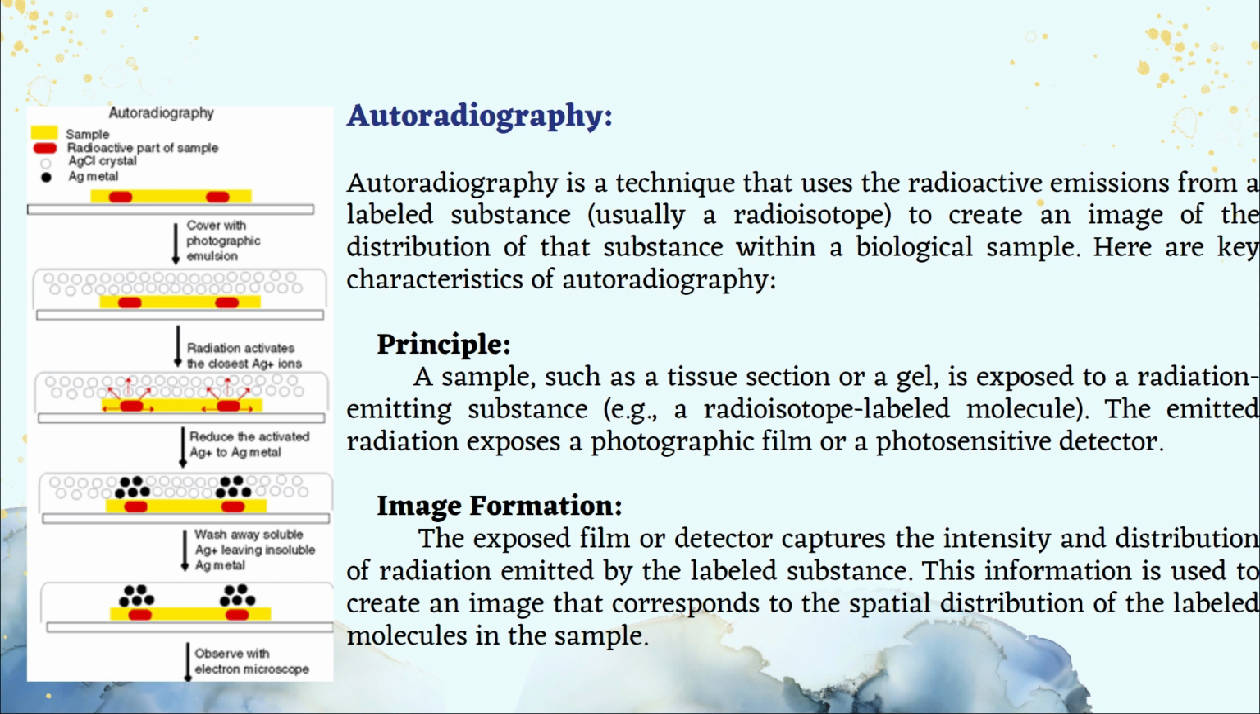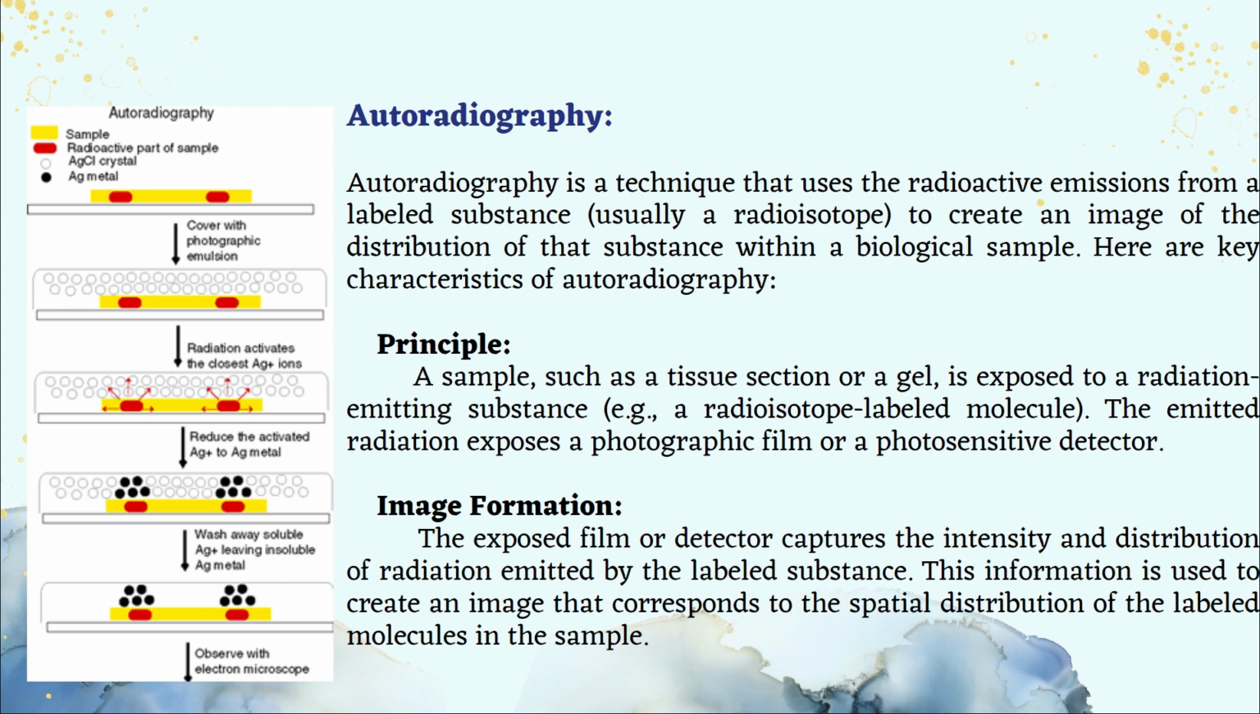Autoradiography. Autoradiography is a technique that uses the radioactive emission from a labeled substance, usually radioisotopes. And this radioactive emission creates an image of the distribution of the substance within the biological sample. The principle of this autoradiography is that a sample, for example, a tissue or section of a tissue, is exposed to a radiation emitting substance, and this emitted radiation exposes a photographic film or photosensitized detector.